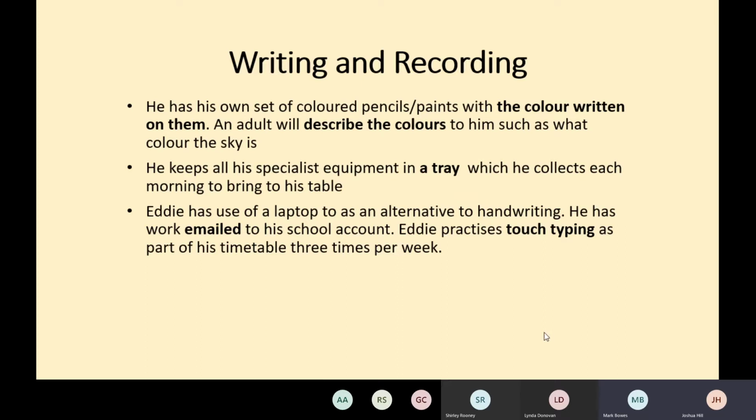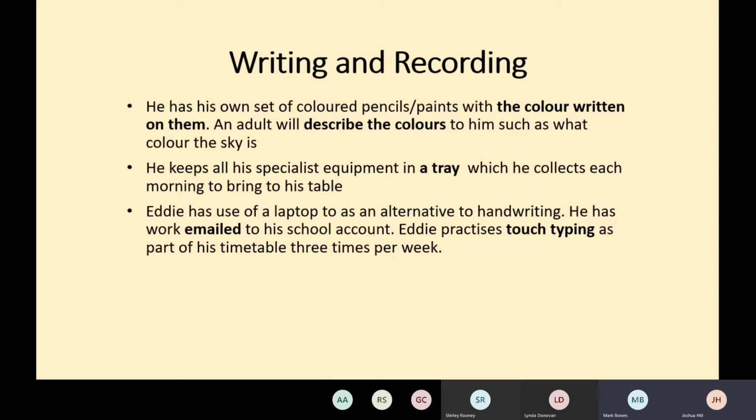He has his own set of coloured pencils, and at this particular time, with social distancing and with students sitting in their seats, this would be relevant for Eddie, as we would suggest that he has a tray of equipment that he can just collect and take to his desk, which will have all this in it for him.